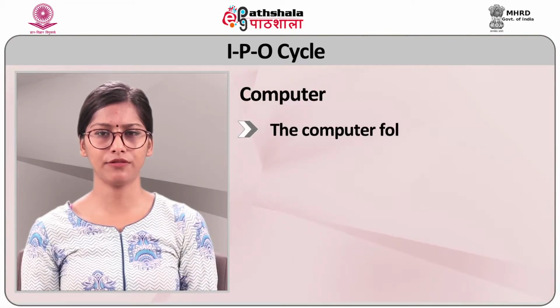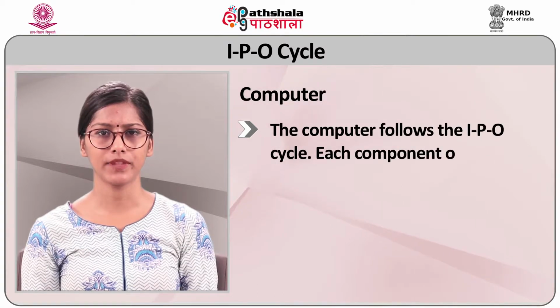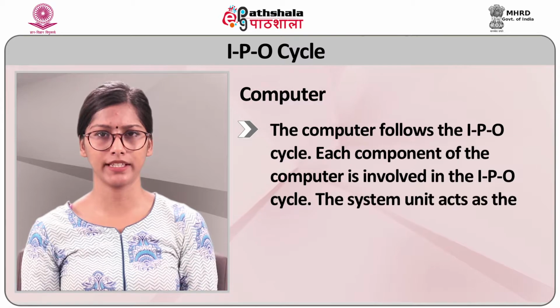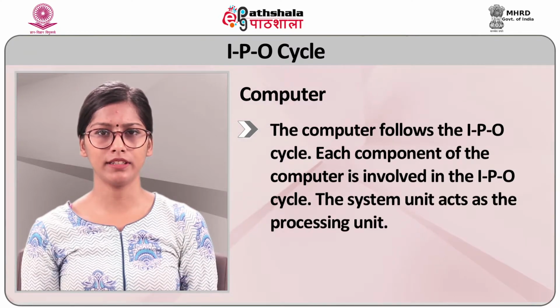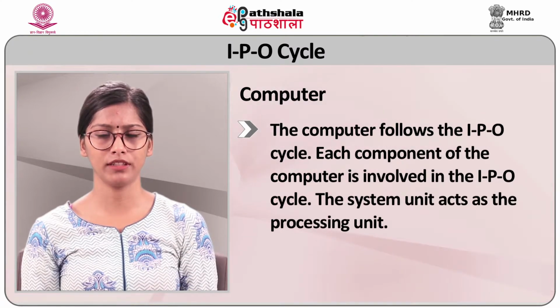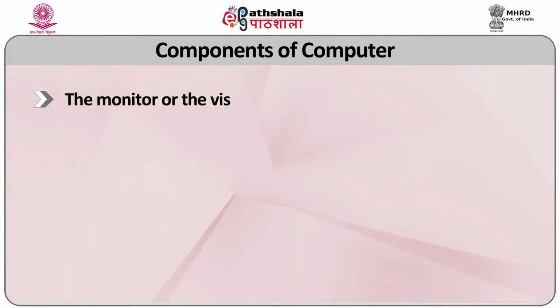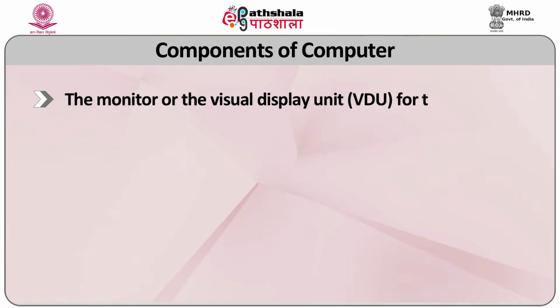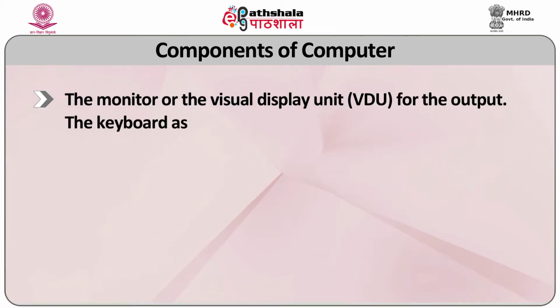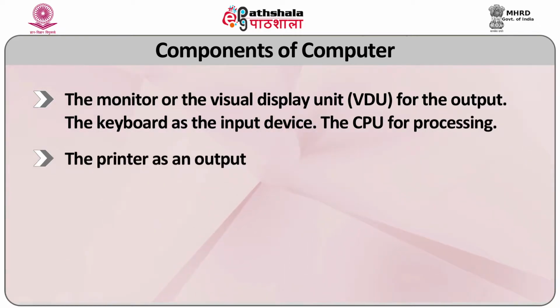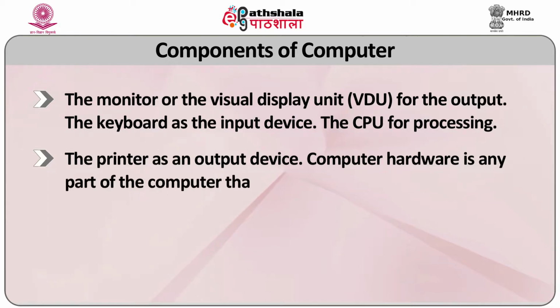Similarly, the computer follows the IPO cycle. Each component of the computer is involved in the IPO cycle. The system unit acts as the processing unit. The components of a computer are as follows: the monitor or the visual display unit, that is VDU, for the output, the keyboard as the input device, the CPU for processing, the printer as an output device.